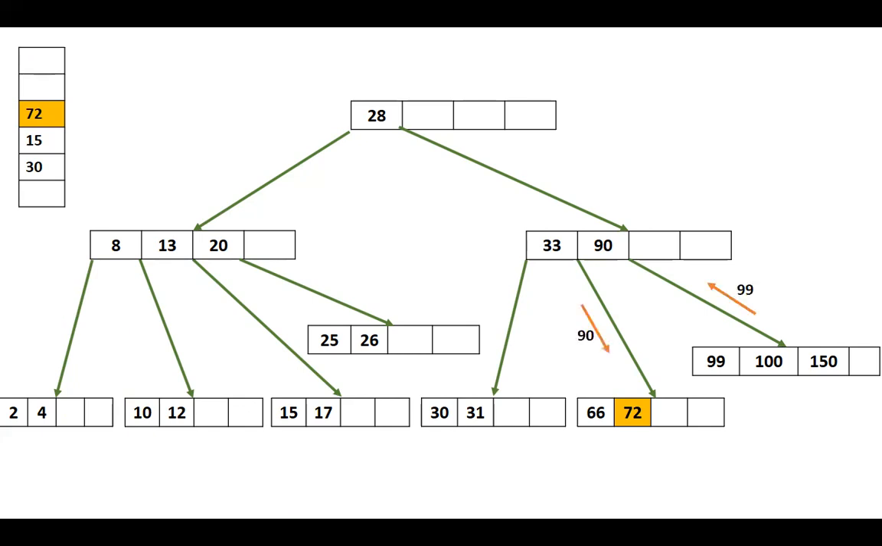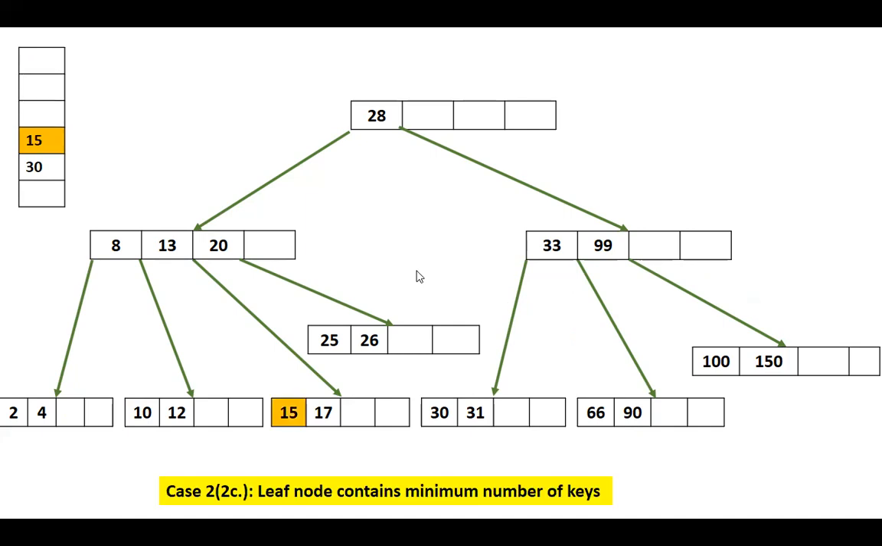So 72 is deleted, 90 is moved down, and 99 is moved up. Fine. So 90, 72 is deleted. I hope the concept is clear. When you are borrowing it from the left side, the maximum key is borrowed. When you are borrowing it from the right side, the minimum key is borrowed, right? That moves up. Okay. Next, now what you want to delete is 15.